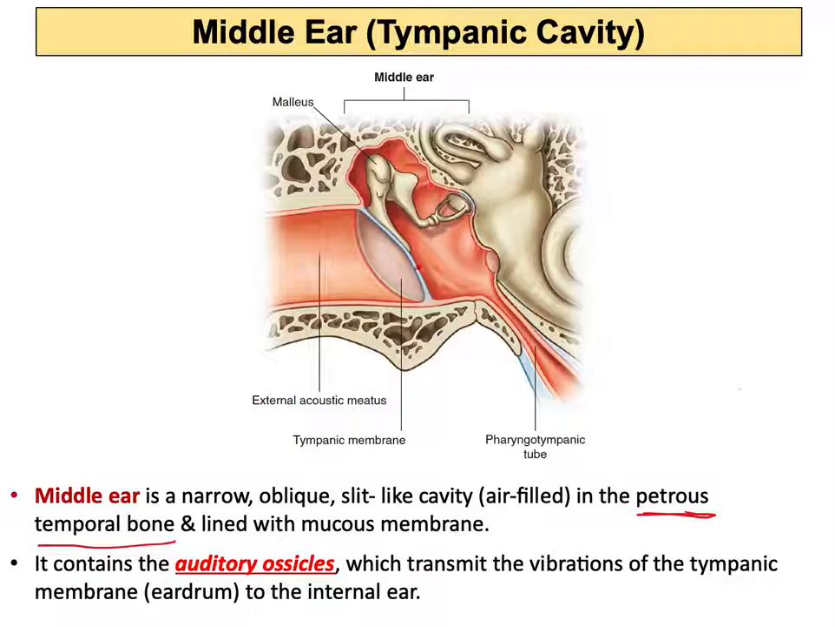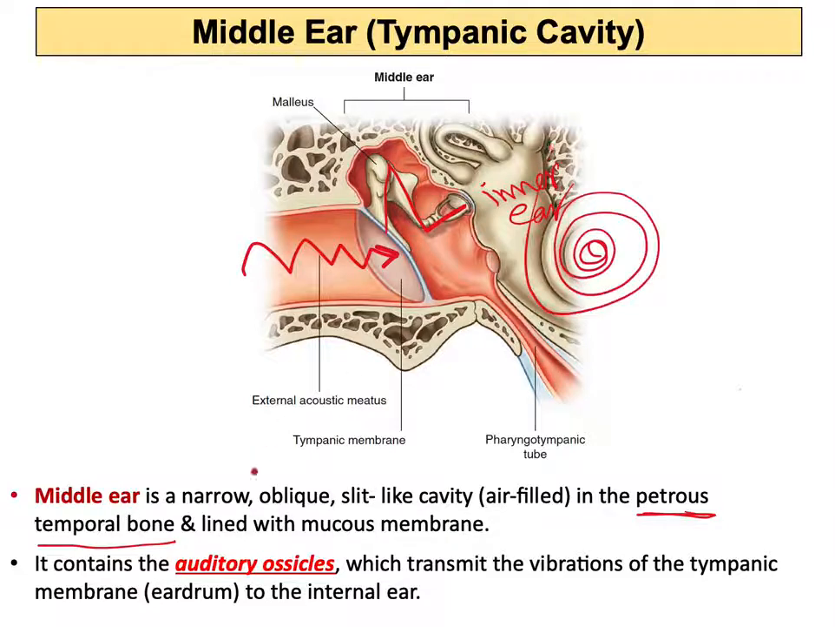So what's in there? Yes, there are a couple of structures. Mainly you have the auditory ossicles, the smallest bones in your body. 1, 2, 3: malleus, incus, and stapes, that they transmit, of course, the vibration from the tympanic membrane or the eardrum into the inner ear, because you know here is the inner ear. So the vibrations come, vibrate the tympanic membrane, and are transmitted through these bones to the inner ear, the site of, of course, hearing. Okay.